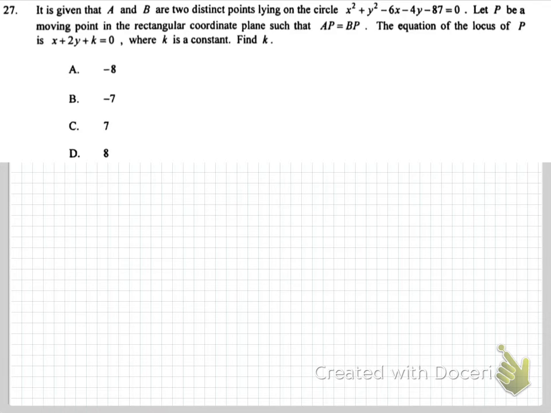Take a look at this one. Now, it takes some understanding of the question before you can move on. All right, so we have a circle, right? x squared and y squared, blah, blah, blah, whatever. It is a circle. The circle is like this. Now, there are two points A and B lying on the circle. So this is point A, this is point B. Now, P is a moving point, so that AP is the same as BP.